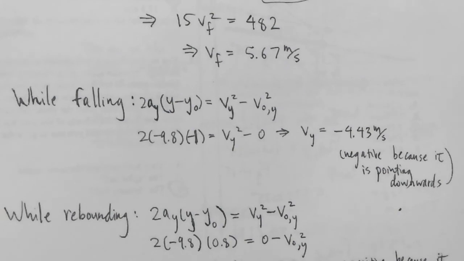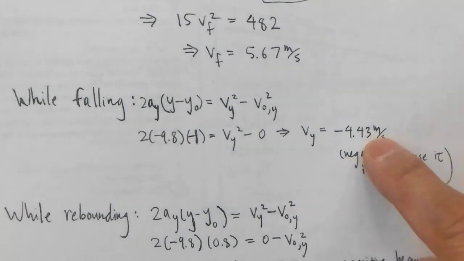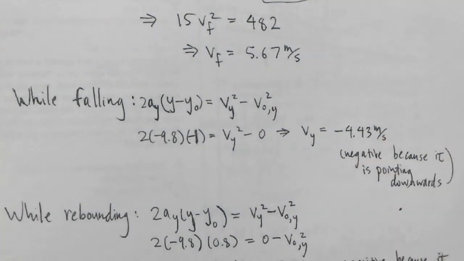Okay. Any questions about this? This is the old problem. You drop something 1 meter, how fast is it just before it hits the ground? Okay. So it's 4.43 meters per second. It's pointing downwards, so that's why there's a negative sign.